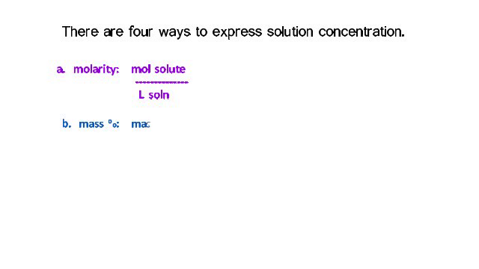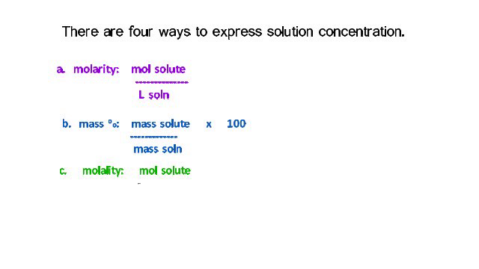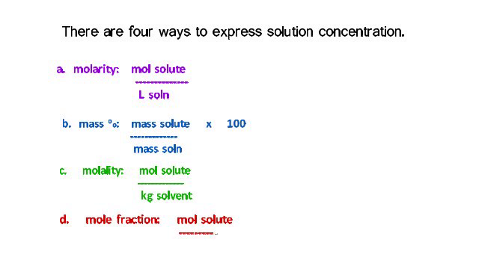The next one is mass percent. This is mass of the solute divided by the mass of the solution times 100. Molality, which is moles of solute divided by kilograms solvent, only just the solvent. And mole fraction, which we've seen before, moles of solute divided by moles of solvent plus moles of solute, the total moles of the solution.